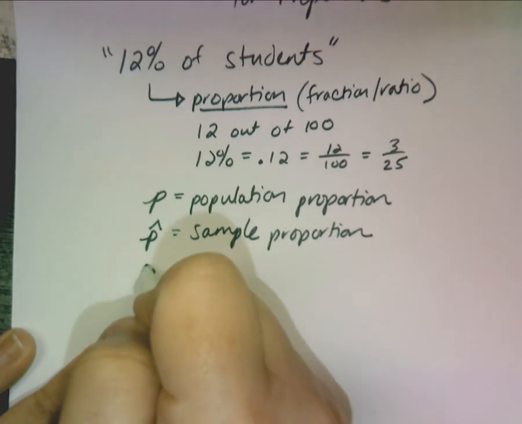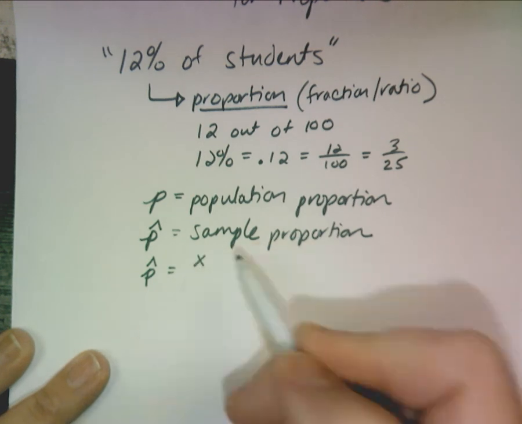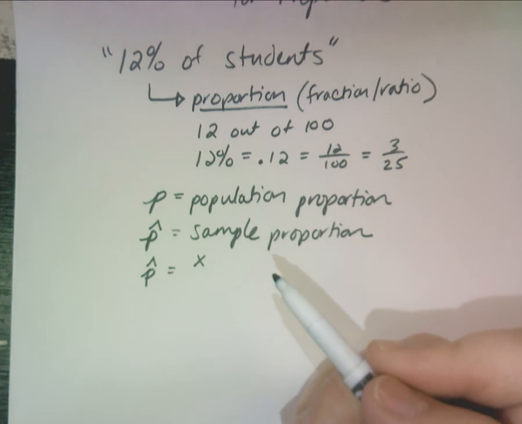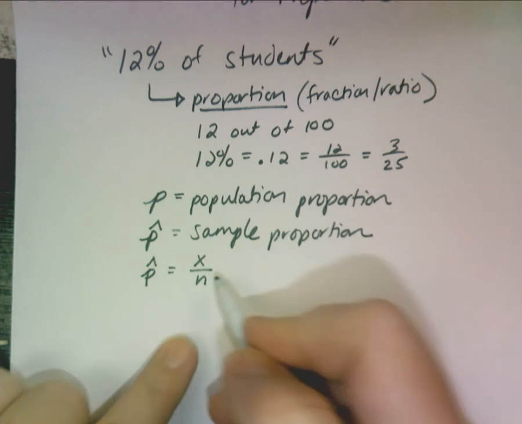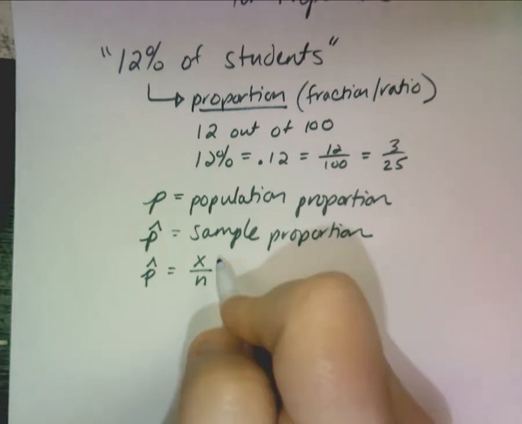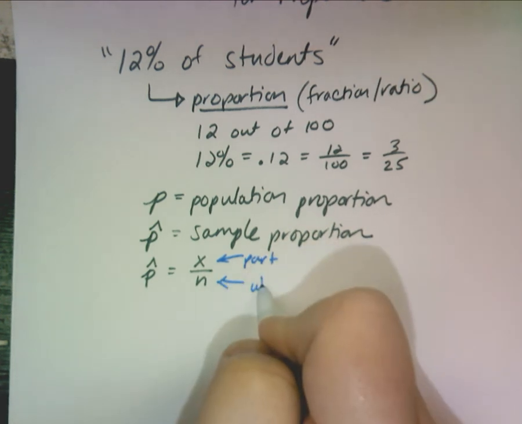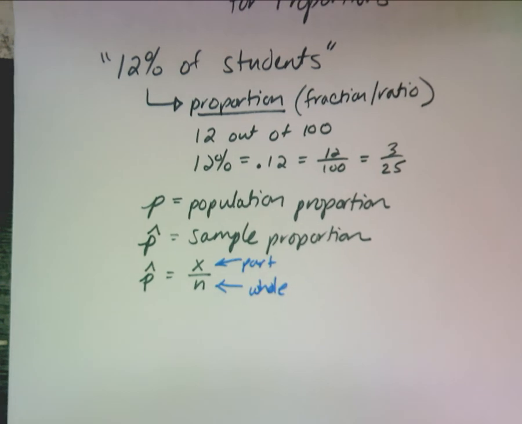To find P hat, you take the X amount of people that, going back to the voting example, voted for Joe Biden, divided by the total N amount. Another way you have probably heard of this is part over whole. To find that sample proportion, you always do part over the whole.